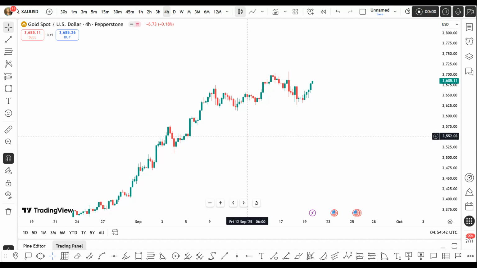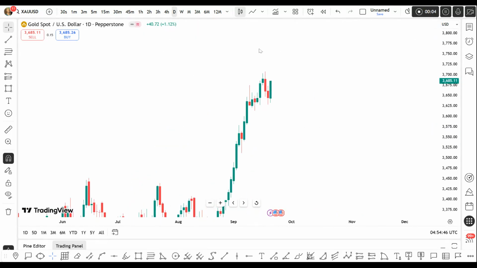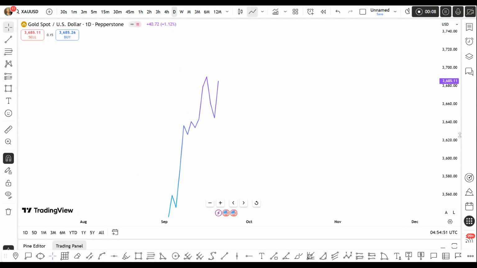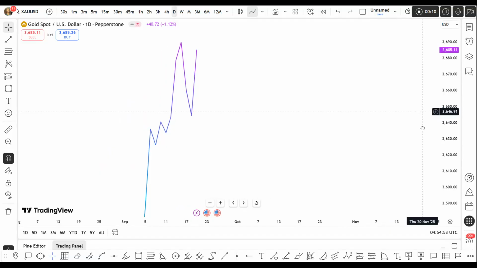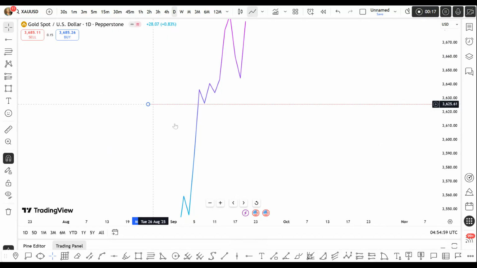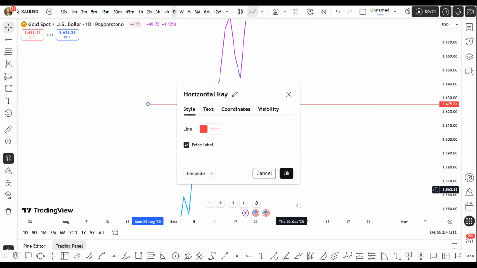The structure of SAE USD on daily time frame. We'll switch to the line chart to better understand. We have a key demand floor here. It's a critical area to wait for price in the future.